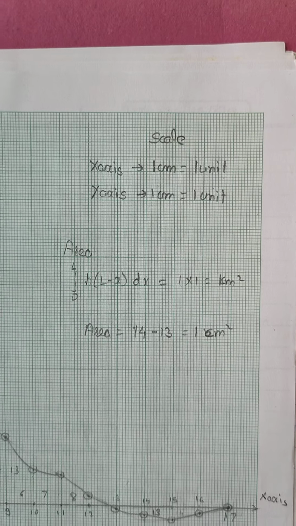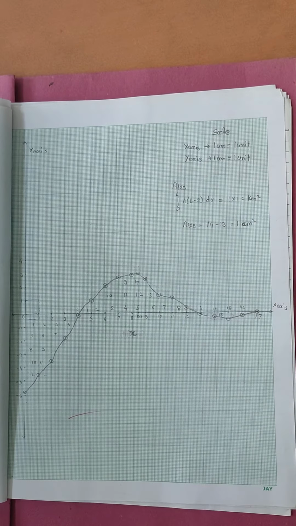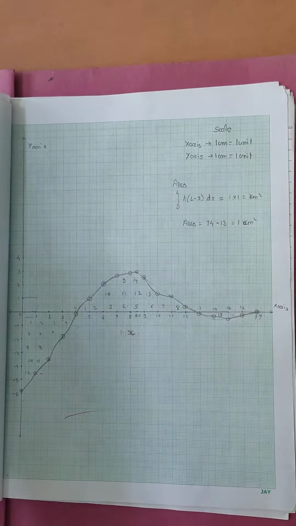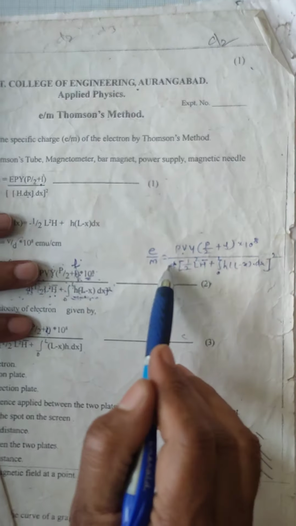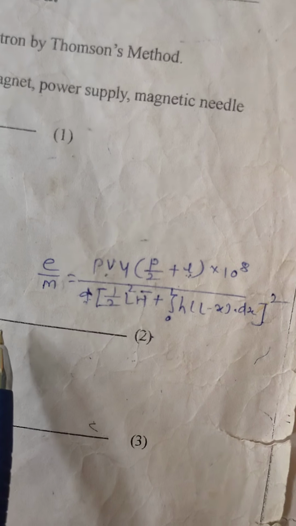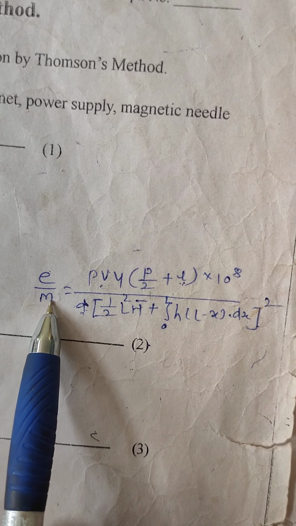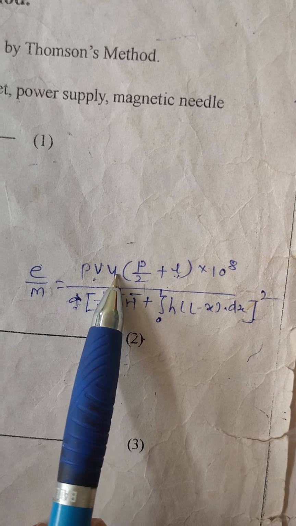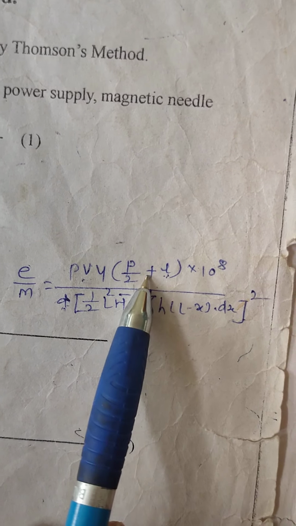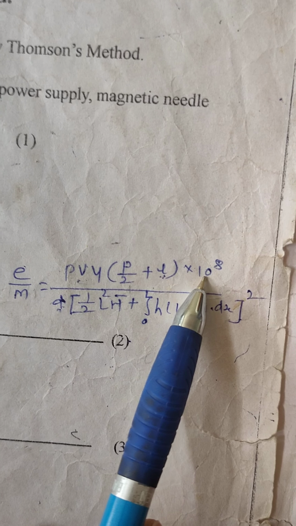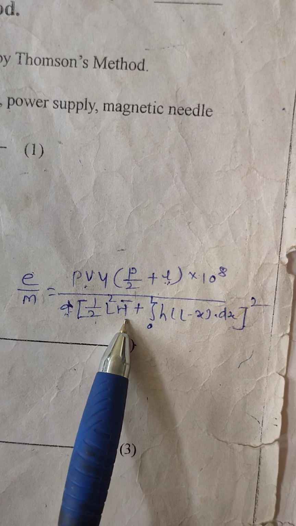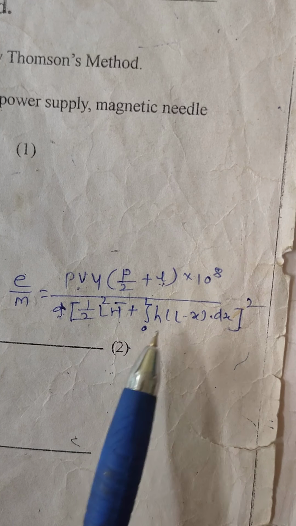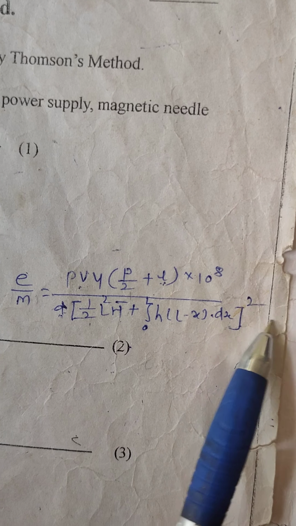Once you complete this second graph, you have to calculate specific charge of electron by using this formula. Okay, in this formula you can see e by m is equal to P V y in bracket P by 2 plus small l into 10 to the power 8 divided by d again in bracket 1 by 2 L square H average plus integration 0 to L h into L minus x dx and a complete bracket square.